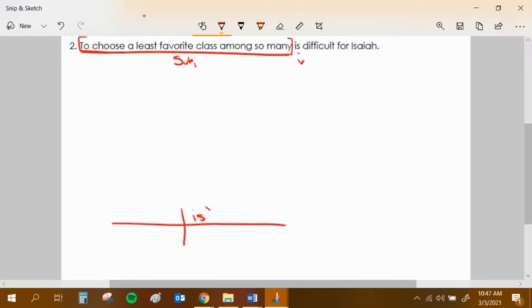As I go forward from there, I have this adjective, difficult. If I could spell it right, difficult. Difficult. And then it's difficult for Isaiah. And I'd say, well, what is difficult for Isaiah? Well, it's not just one word. It's not like choose is difficult or class is difficult. It's the act of to choose a least favorite class among so many. This whole thing is trying to squeeze in here as being the subject, but it can't do that.